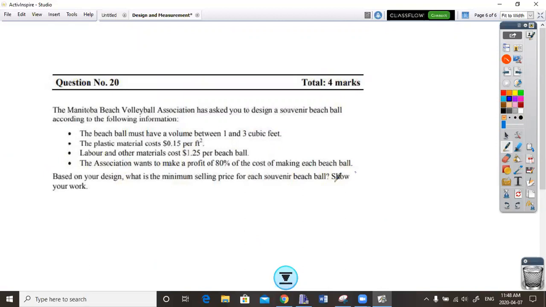This is a typical design problem. You're designing a souvenir beach ball according to the following information. The volume must be between 1 and 3 cubic feet, so you have a minimum volume and a maximum. You can pick any number you want between those. It can't be less than 1 and it can't be greater than 3. You have to go through the problem and figure out the minimum selling price for your beach ball.